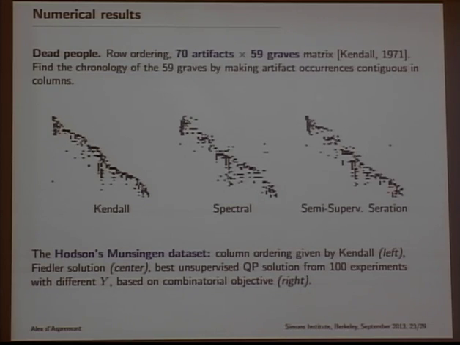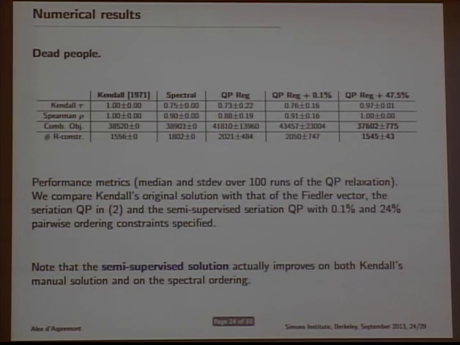And this is the solution you get by semi-supervised seriation, and I'll say a few words on where the structural information comes from. There are interesting things to say about the numerical results. So here are the 4 measures of performance I mentioned before: Kendall's tau, Spearman's rho, the two-sum objective, and the number of violated R constraints. For Kendall's solution, the spectral solution, the QP relaxation, and the QP relaxation with additional structural information.